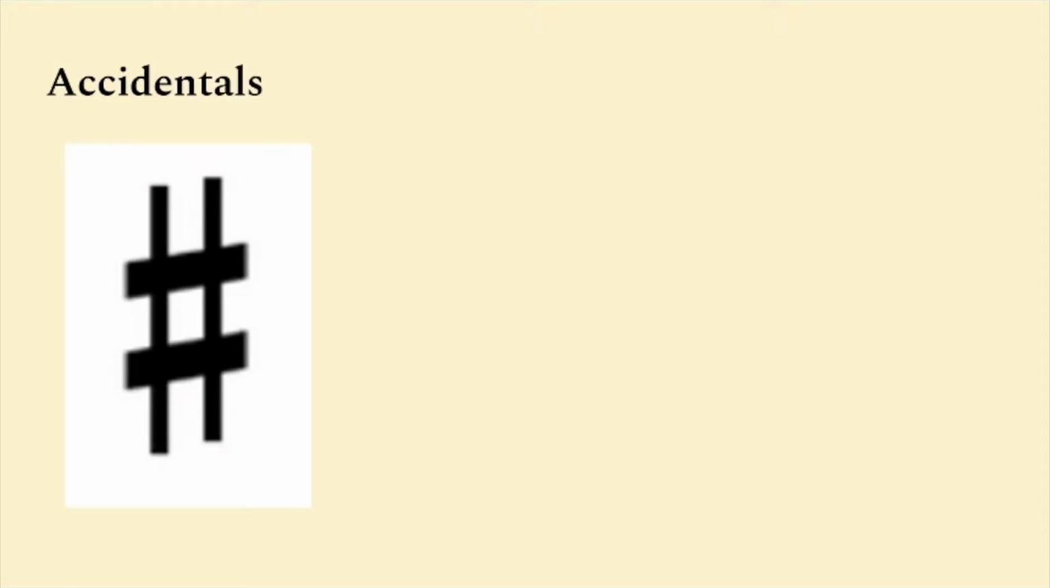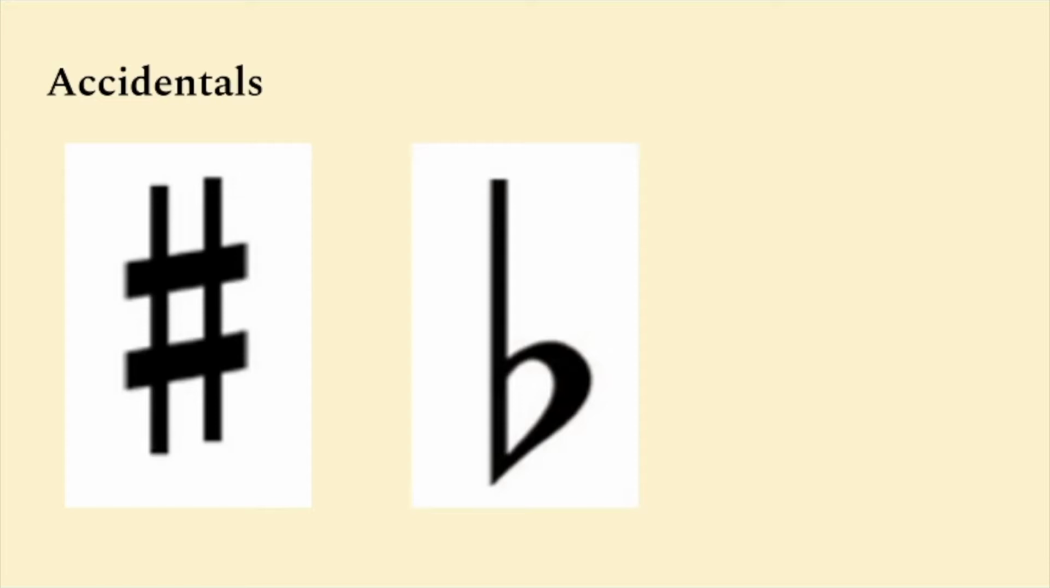One of the accidentals is called the sharp sign. This symbol looks like a tic-tac-toe board, but you may also recognize it as a hashtag sign. A sharp raises the pitch of a note. Another accidental is the flat. The flat looks like a lowercase b, and it lowers the pitch of a note.